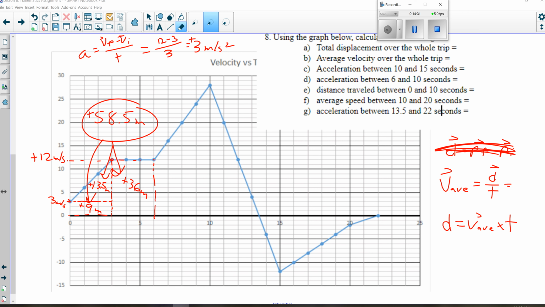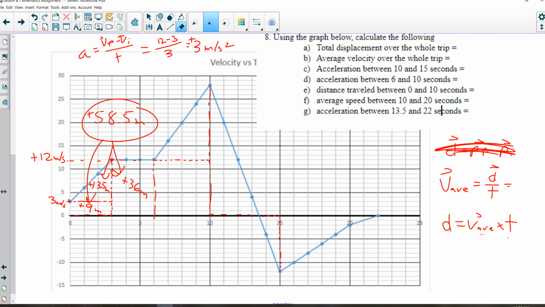Part A on this one wants the displacement over the whole trip. We've already got part of that done, but that means we have to do the rest of the shapes, because again, the shapes represent average velocity multiplied by time. So I'm going to continue this rectangle on over to here. I'm going to have a triangle on top of that rectangle, this big triangle here, and then this triangle right here.